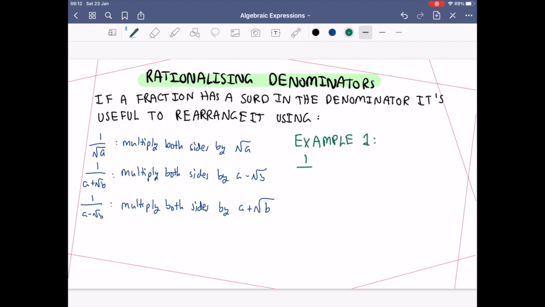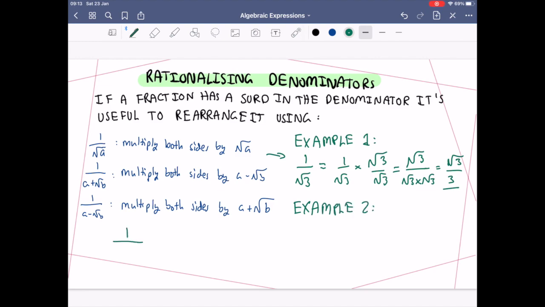So if we have 1 over the square root of 3, we'd be using the first method. So let's multiply both sides by the square root of 3. And that will leave us the square root of 3 over 3, meaning that we no longer have a surd in the denominator. Now for example 2, we have 1 over 1 minus square root of 3 squared.